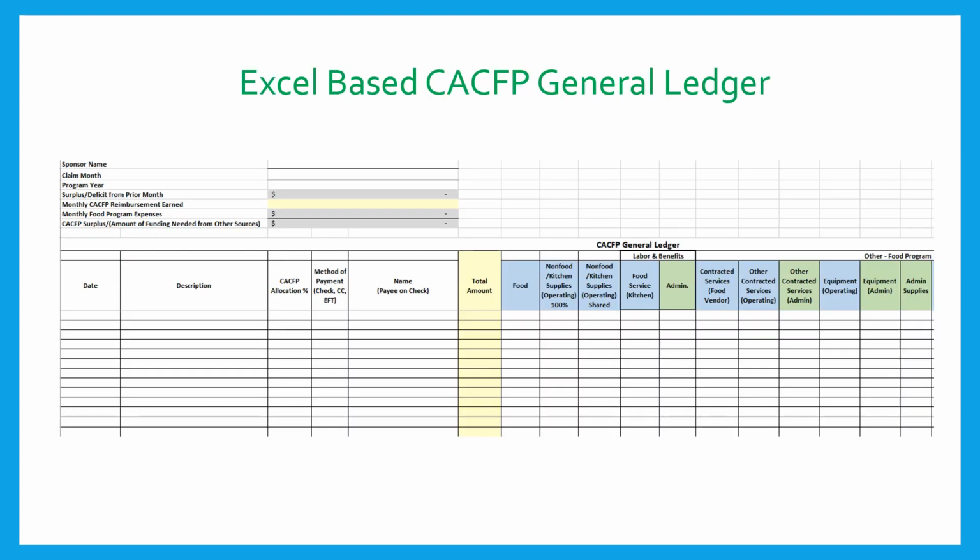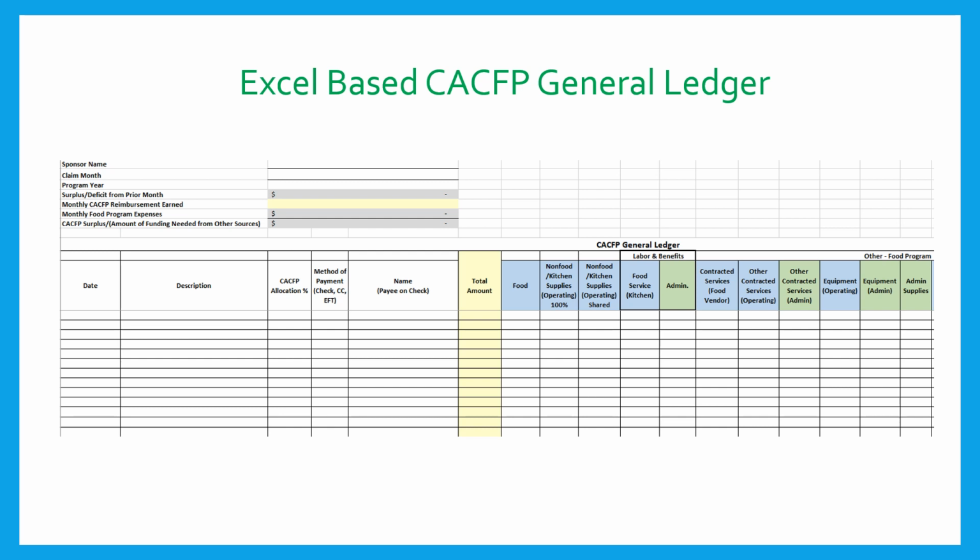If you are unable to track CACFP revenue and expenses directly within your existing accounting system, you can utilize the RIDE Excel-based general ledger template, which is snapshotted on this slide. The template has a separate tab for each month in the fiscal year and will automatically calculate, based on the detailed transactions entered, if you have a CACFP surplus, which exists when CACFP revenue is greater than expenses, or a CACFP deficit, which occurs when CACFP revenue is less than expenses.